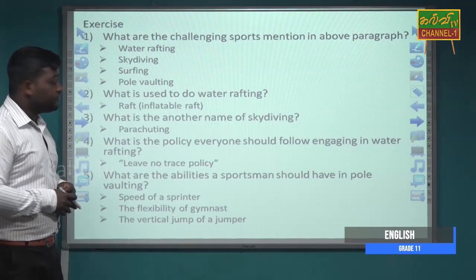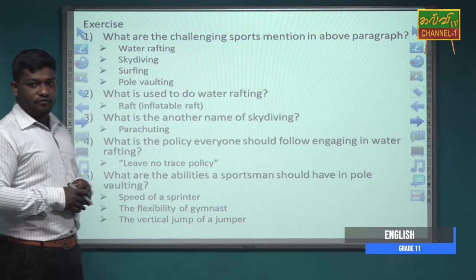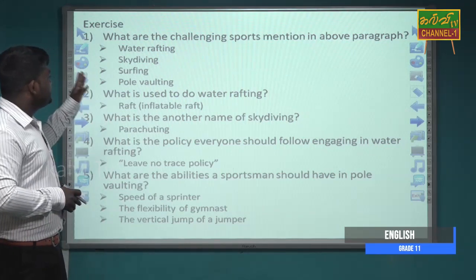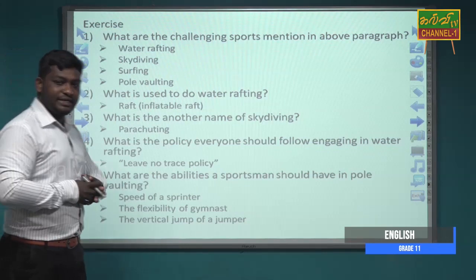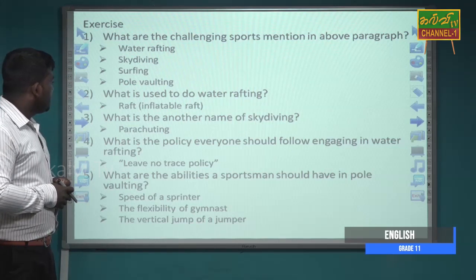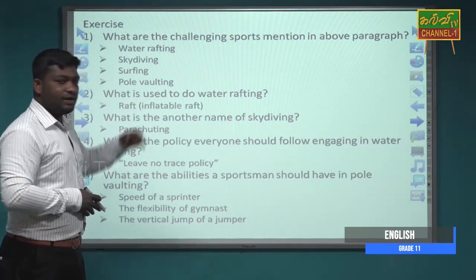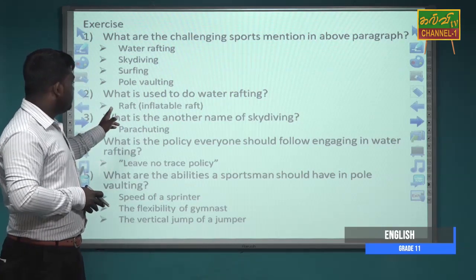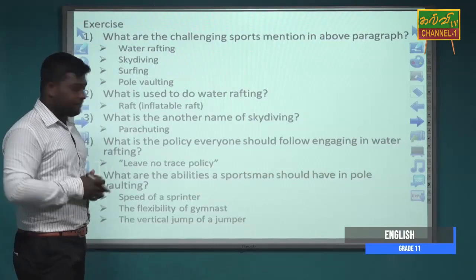Here's the exercise for you. What are the challenging sports mentioned in the above paragraph? Water rafting, skydiving, surfing, and pole vaulting. There are 4 types of challenging sports they have given you in these paragraphs. And the next question is, what is used to do water rafting? We use a raft. Raft means an inflatable raft.